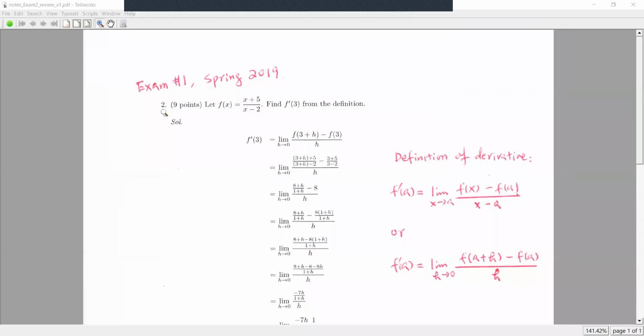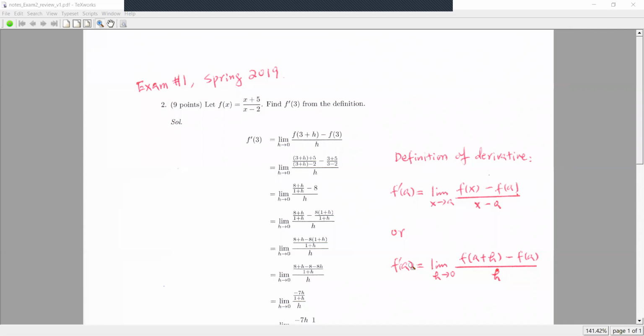This is problem number 2 from Exam 1, Spring 19. This problem belongs to section 3.1. Let f be this function. Find the derivative of function f at point 3 from the definition. The definition of derivative is these two formulas. The definition says that a derivative is a limit.